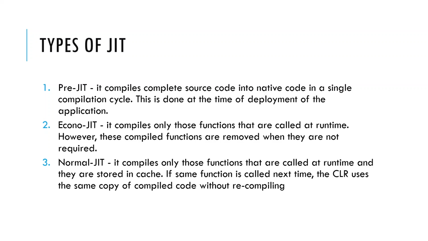In the case of Econo-JIT, it compiles only those functions that are called at runtime. However, these compiled functions are removed when they are not required. In the case of Normal JIT, it compiles only those functions that are called at runtime, and they are stored in cache. If the same function is called next time, the CLR uses the same copy of compiled code without recompiling.